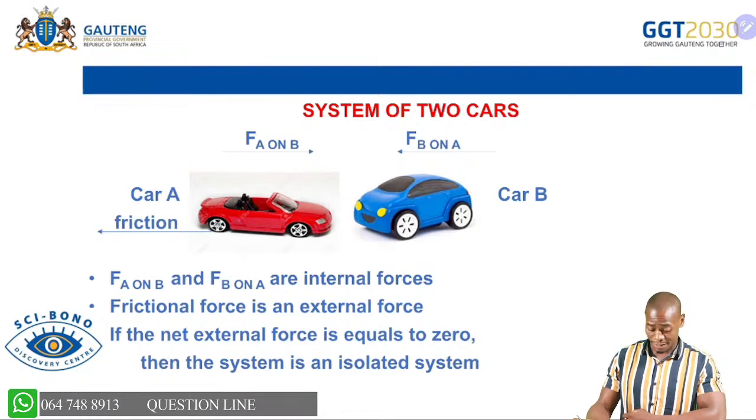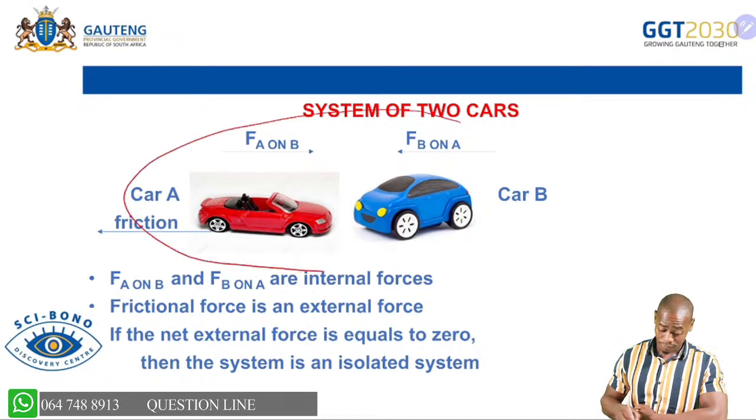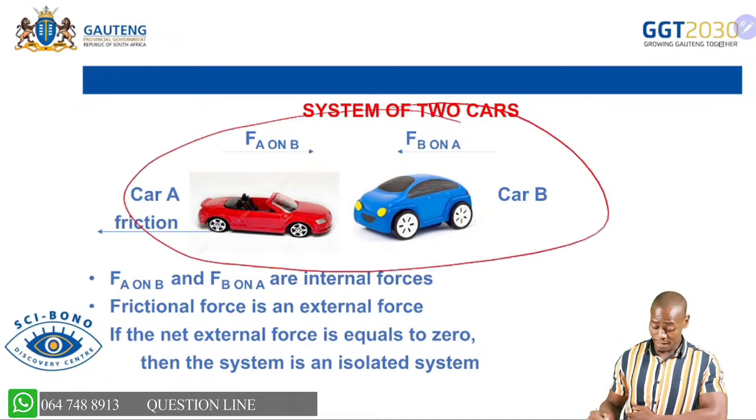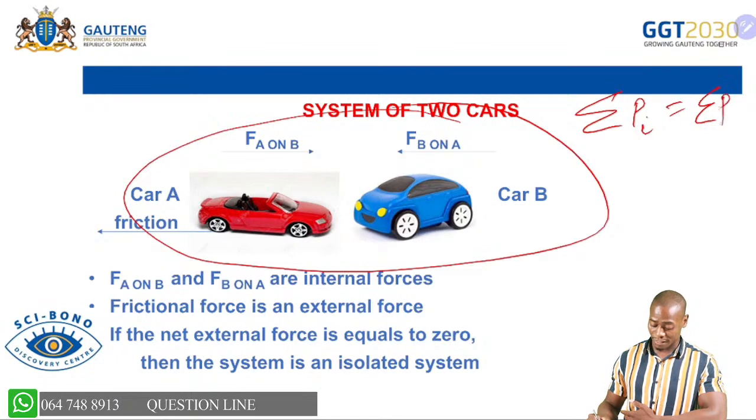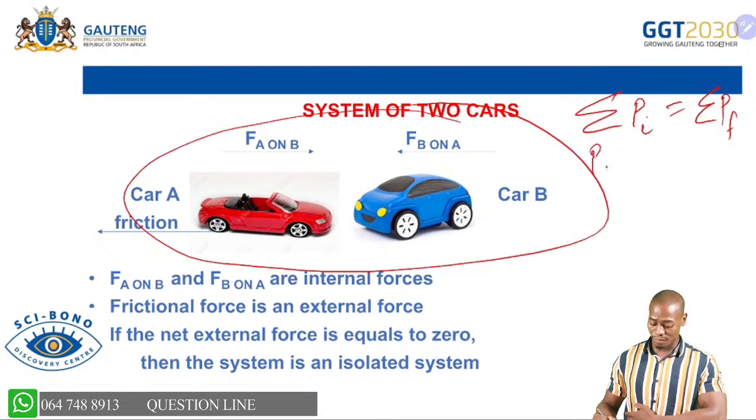And car B, right? So if we talk about the sum of momentum, the sum of momentum before collision is equal to the sum of momentum after what? After collision. So which means that if this is an isolated system, the sum of momentum before collision will be equal to the sum of momentum afterward, after collision, that will be what? Final. So if we say sum, it means that it will be the initial momentum of A plus the initial momentum of what?